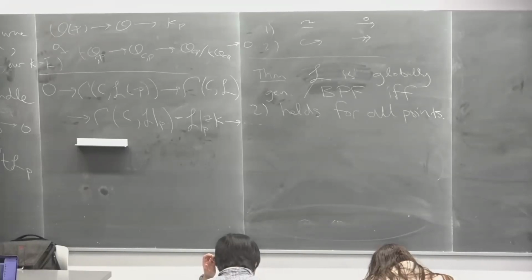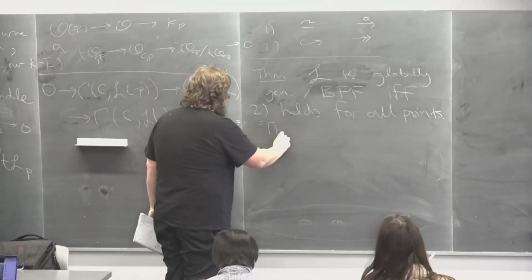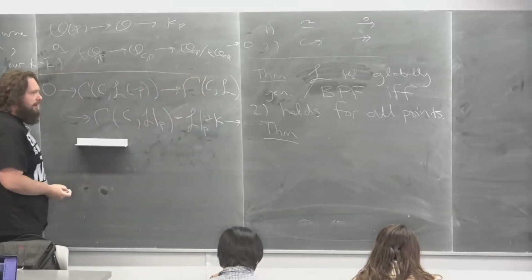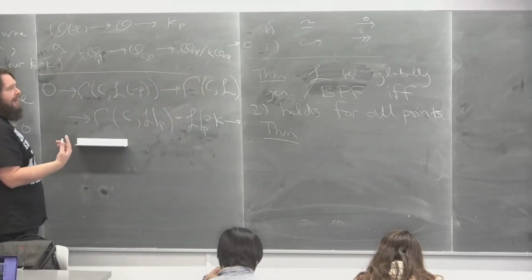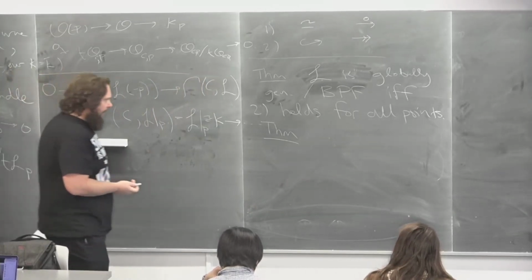So there are generalizations of this, which maybe I won't get into proving. So what if instead of globally generated, this being base point free tells me I have a map? What if I wanted that map to be an embedding? I wanted it to be very ample.